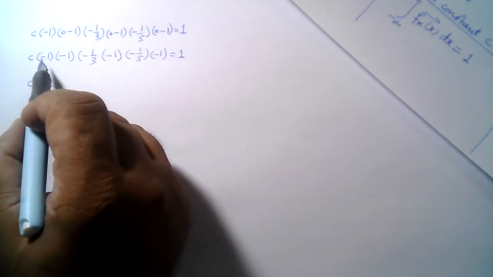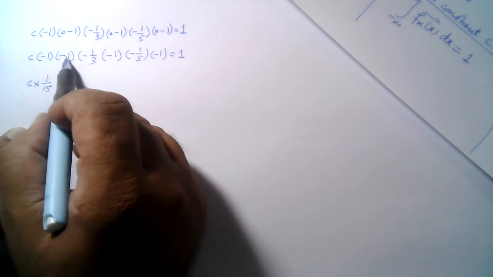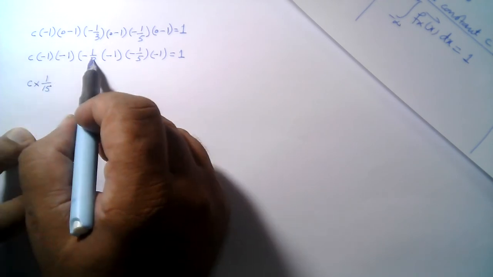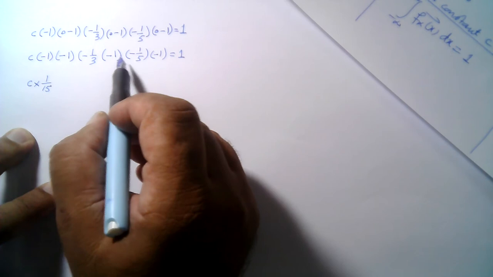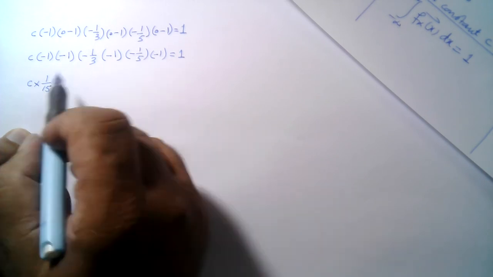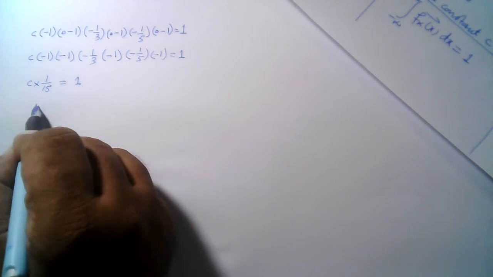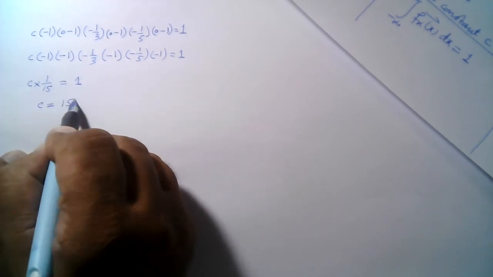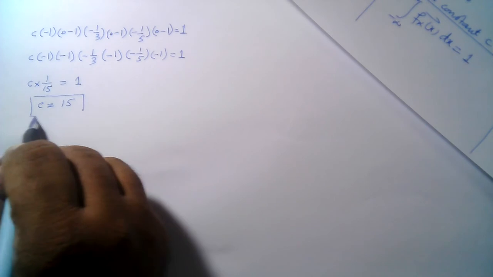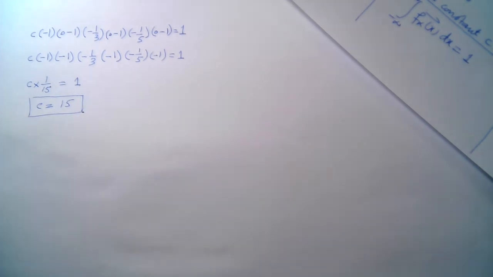And we can determine the sign here. Minus 1 multiplied by minus 1 is positive. Minus 1 over 3 multiplied by minus 1 is again positive. Minus 1 over 5 multiplied by minus 1 is positive. The sign is positive, so this is equal to 1. In other words, this means that c is equal to 15. So the value of the constant is 15.